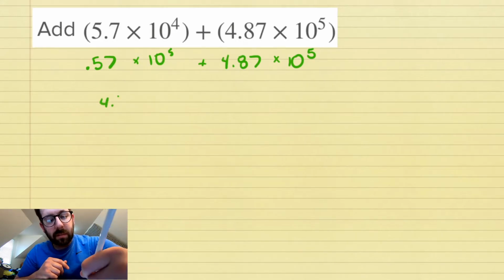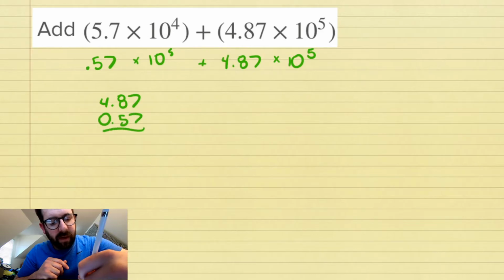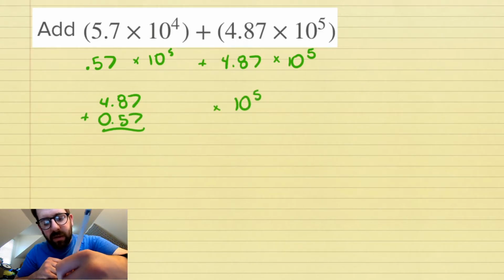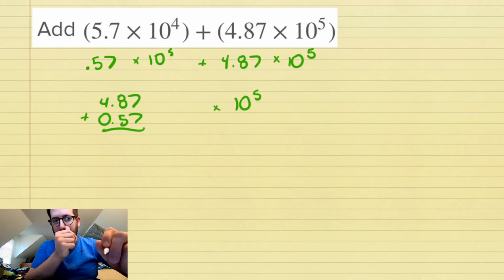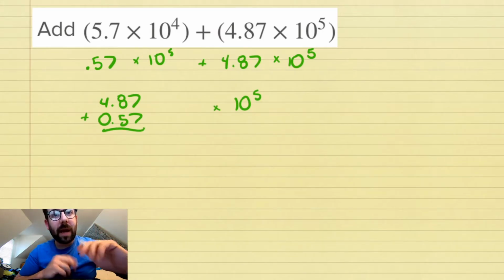So really what I'm doing is I'm adding 4.87 plus 0.57. I'm just adding these, and I know my answer in the back will just have a times 10 to the 5th on it. Because when you add and subtract, the labels don't change. Apples stay apples, right? It doesn't suddenly change the label when you add them together.